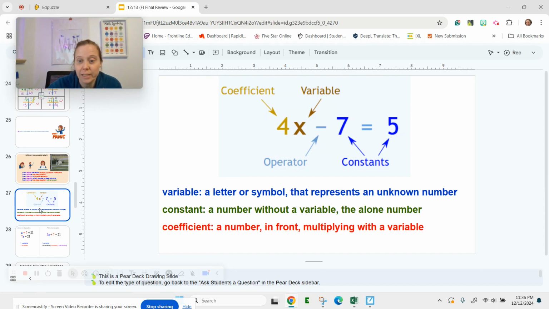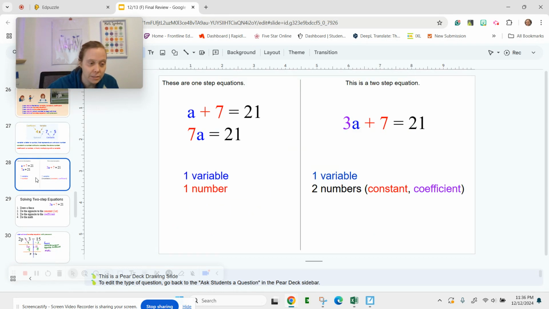There are also operations in these problems and an equal sign, but we've talked about those previously. And then this is just an example of the difference between a one-step equation and a two-step equation. Notice with our one-step equations, all of the problems have just one variable and one number. So one number is keeping that variable from being by itself.